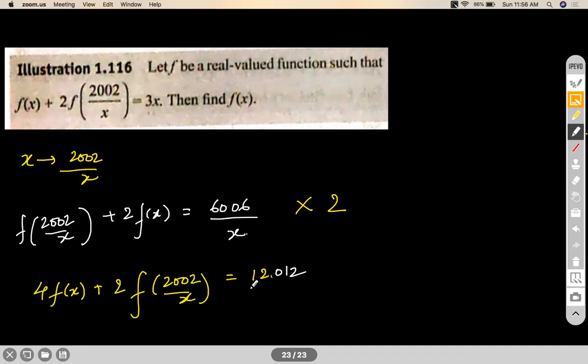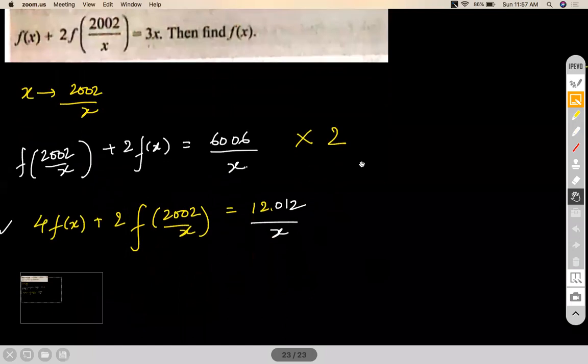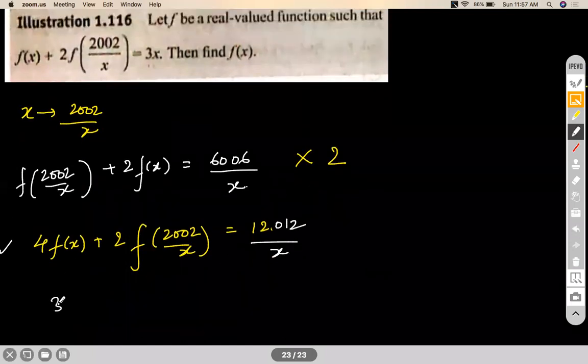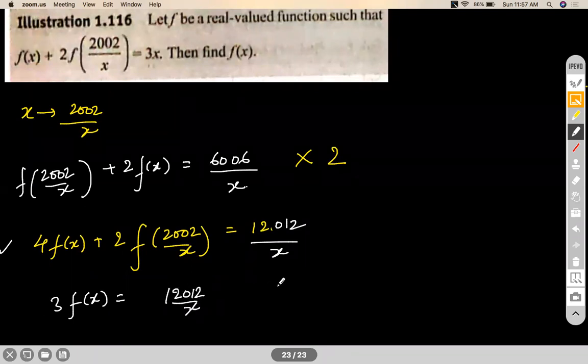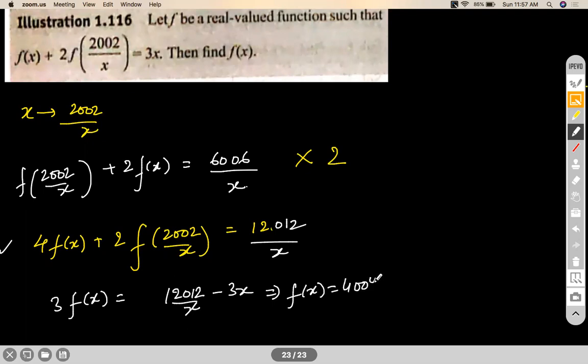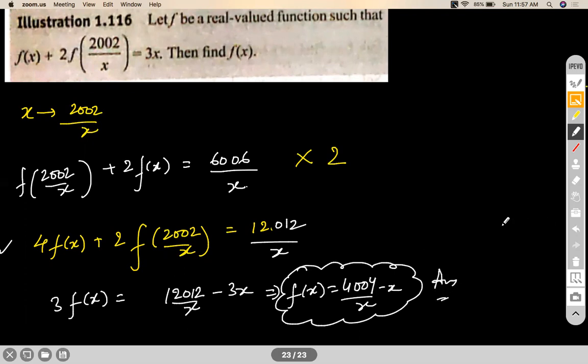Correct? Okay. Anyways, we are now going to subtract the two results. We are now going to subtract this result with this result. Okay. So 3f of x will give me this x minus 3x. Divide by 3. So your f of x will become 4004 by x minus x. So this is your answer. So your function is 4004 by x minus x. This is a very commonly seen question. Okay, it's not a difficult one.